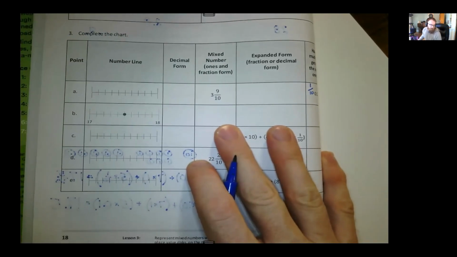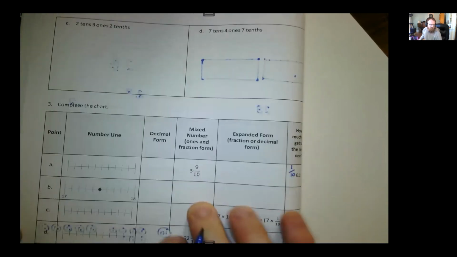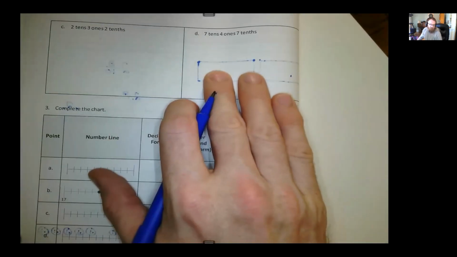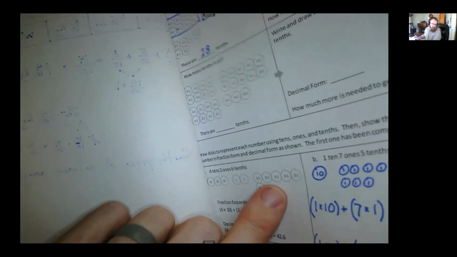Okay, fourth grade, let's turn to page 18 of your Learn books. I'm looking at problem number 3. I want you to try to do C and D from problem number 2 by yourselves, okay? They're the same as A and B that we just did down here. Draw the discs, write it in expanded form as a fraction and a decimal.